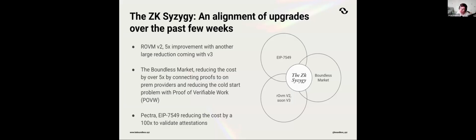And the last and probably most important, and now my favorite EIP ever, is EIP 7549, which took attestations out of the sync committee, which then reduces the amount of signatures we have to validate when generating these proofs. And this was a 100x cost reduction for us, which we love. We thank anyone that worked on that.